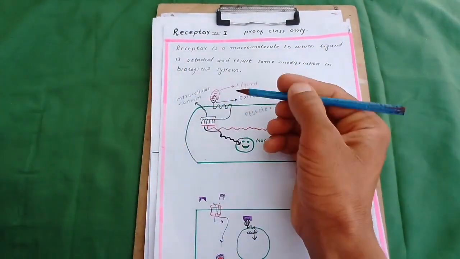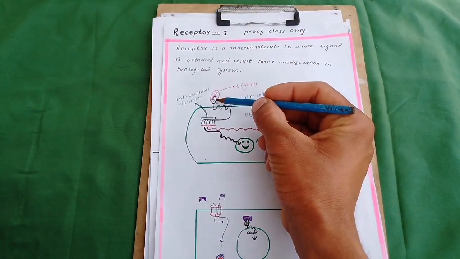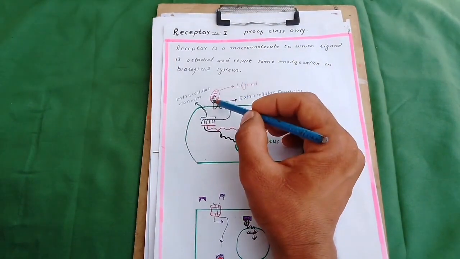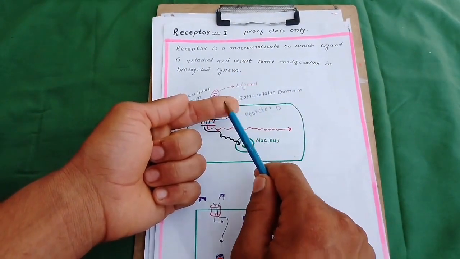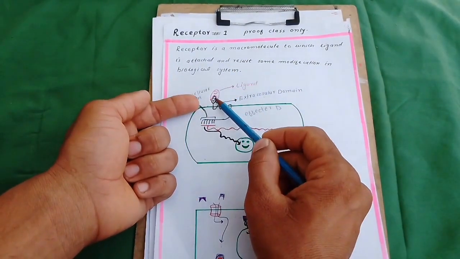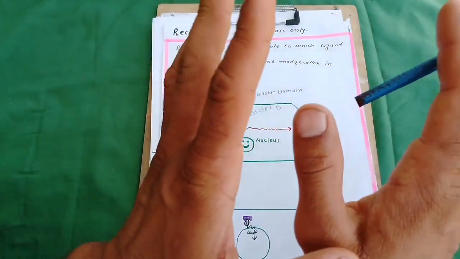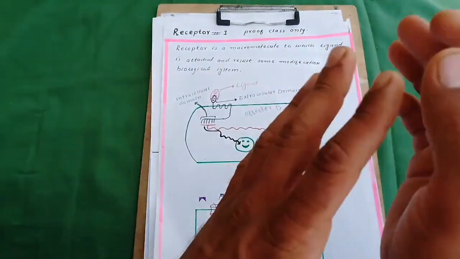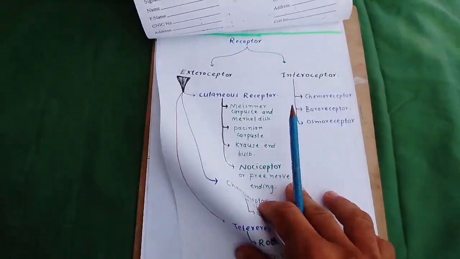Suppose this is the receptor for touch. Suppose this is a non-ligand receptor. This receptor is activated by applying pressure or touch on this finger. So this area becomes activated and produces an action potential and modification and regulates the biological system. I will discuss this later.